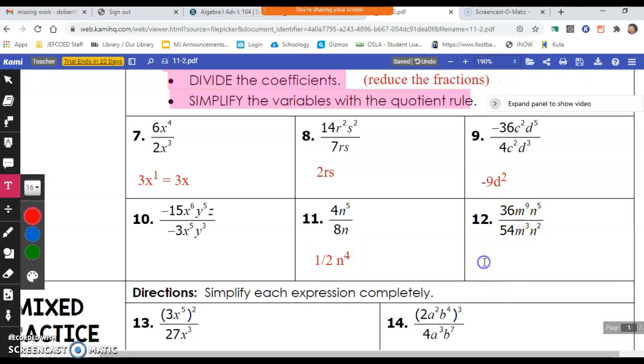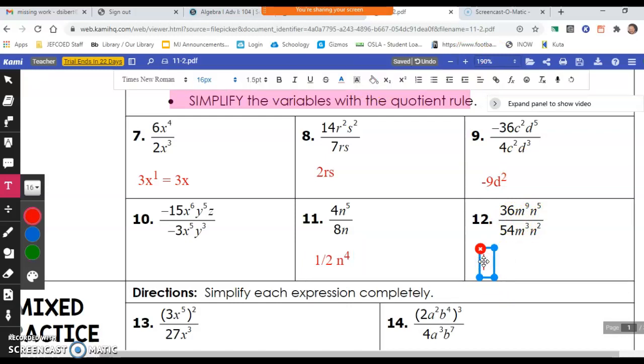All right, number 12. 12 is another one of those that I was telling you earlier. It may give you one of those crazy decimals. So if you have your calculator or want to pull one up, start looking at that: 36 divided by 54, what does that give you? It's going to give you 2/3 as a fraction, right? But if you were going to do decimal form, it'd give you one of those long repeating decimals. So that's why we want to leave it as 2/3. Then we've got 2/3 m to the 9th divided by m to the 3rd, which is going to leave me with m to the 6th and n to the 3rd.